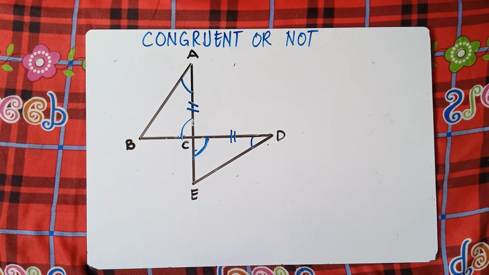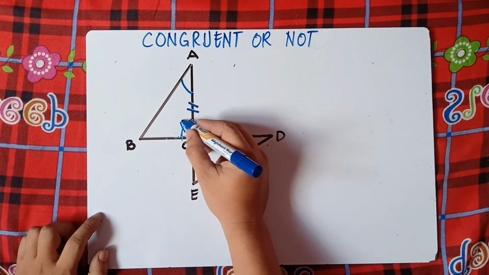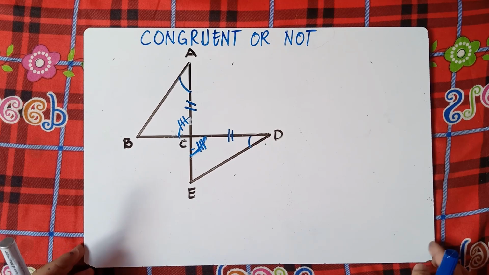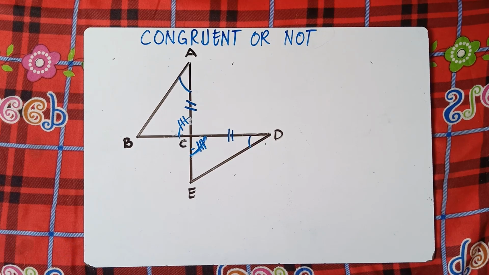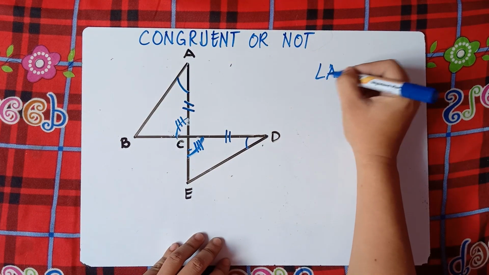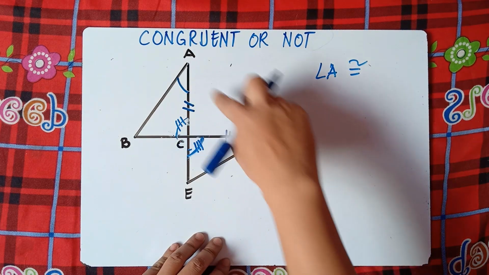Alright, so let me just label this one with regards to our markings. Once again, class, a while ago, our example had two markings. Do not ever conclude that it is not congruent. You need to check first if there are vertical angles, if there are reflexive properties, if there are bisectors. Always remember that. So we can say that angle A is congruent to angle A, same markings with angle D.